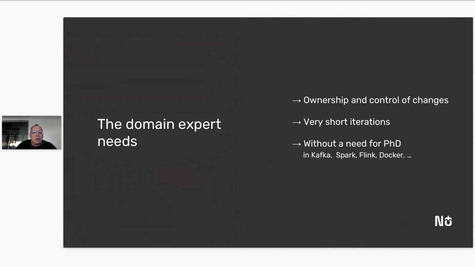They want very short iterations. Because if you have to experiment, you don't want to wait for 1 week for your team of programmers to apply a change and then stage it to whatever next environment. No. You want to experiment yourself, right? Real-time algorithms, to a large degree, are about experimentation. And finally, you want to do it without a need for a PhD in Kafka, Spark, Flink, Docker, whatever, right? You want to deal with data only, right? Exactly as in the case of spreadsheets.